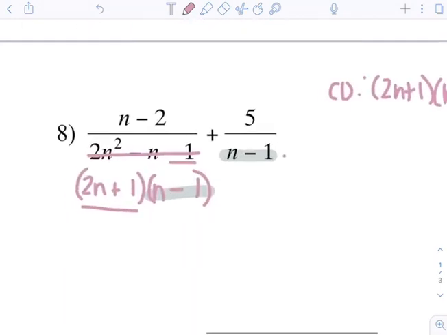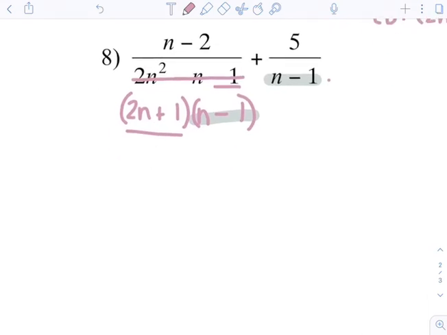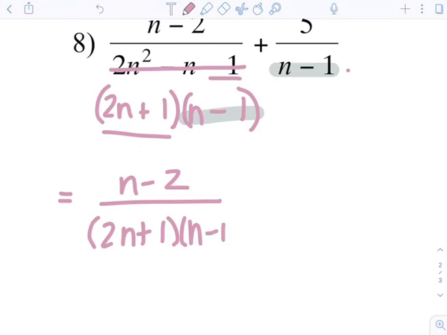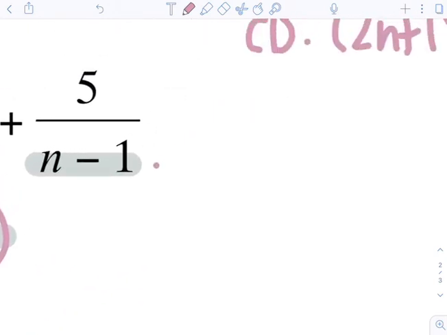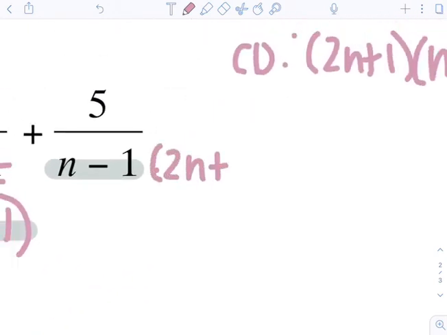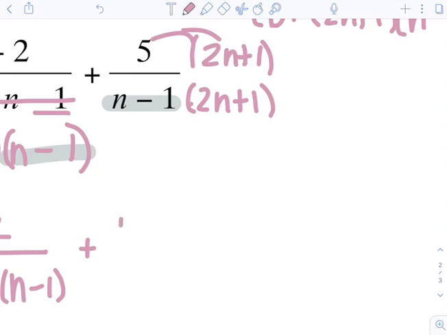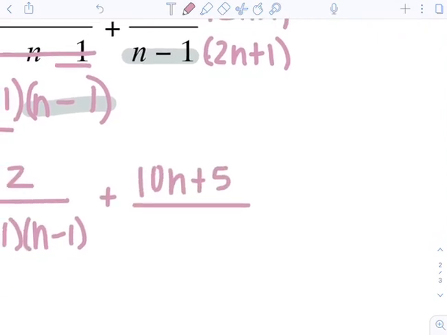Okay, so the first fraction already has the common denominator. So I'm going to keep that one as is. I'm not going to multiply by anything. But the second fraction only has the n minus 1. So what it's missing from the other denominator is the 2n plus 1. So what you have to do is just multiply by what it is missing from the other denominator. So I'm going to multiply by 2n plus 1. Make sure you distribute. So then I get 10n plus 5 over.